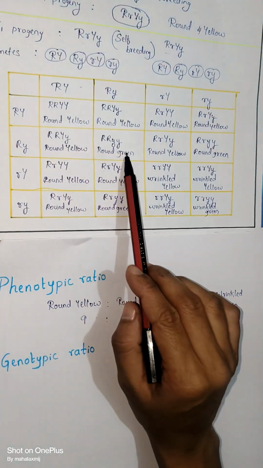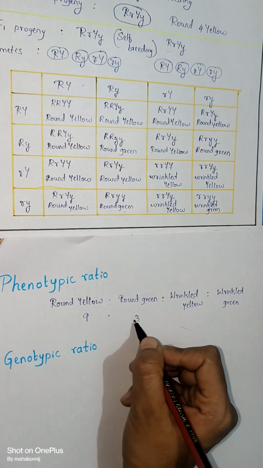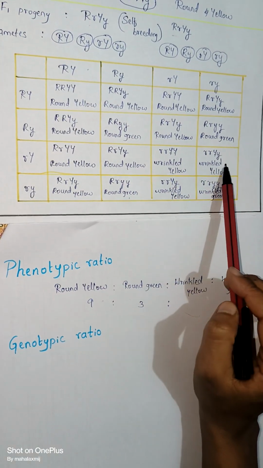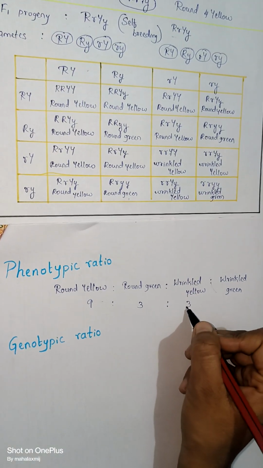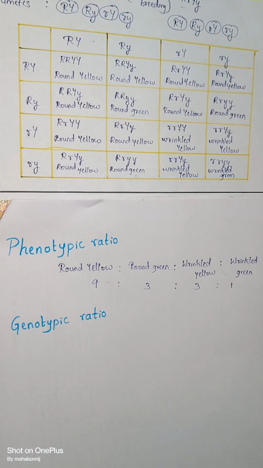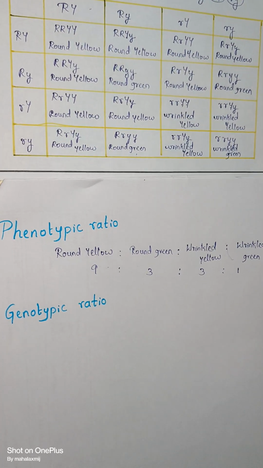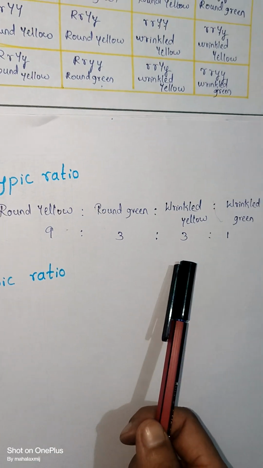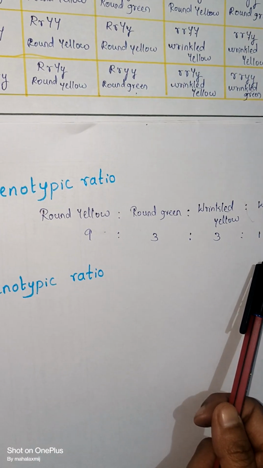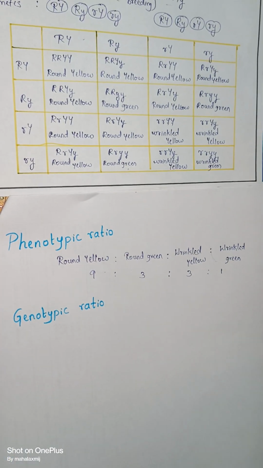Then round green, 1, 2, 3. Wrinkled yellow, 1, 2, 3. And wrinkled green is 1. Therefore, the phenotypic ratio for F2 generation for a dihybrid cross is always 9:3:3:1. It is a fixed ratio for a dihybrid cross. Dihybrid cross is nothing but the third law, that is law of independent assortment.